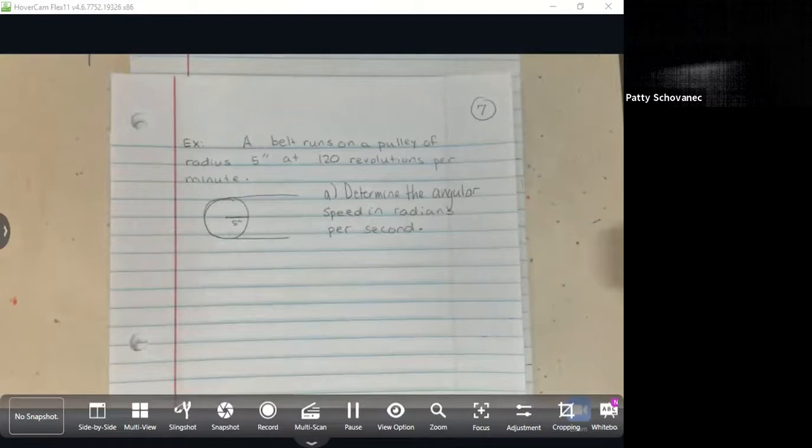So essentially what I'm asking you to do is take that 120 revolutions per minute and convert those units from revolutions per minute to radians per second. What's the relationship between a revolution and a radian? 2 pi radians is 1 revolution. And then we all know the correspondence between minutes and seconds. So let's start with 120 revolutions per minute and convert it to radians per second, and that'll be our angular speed.